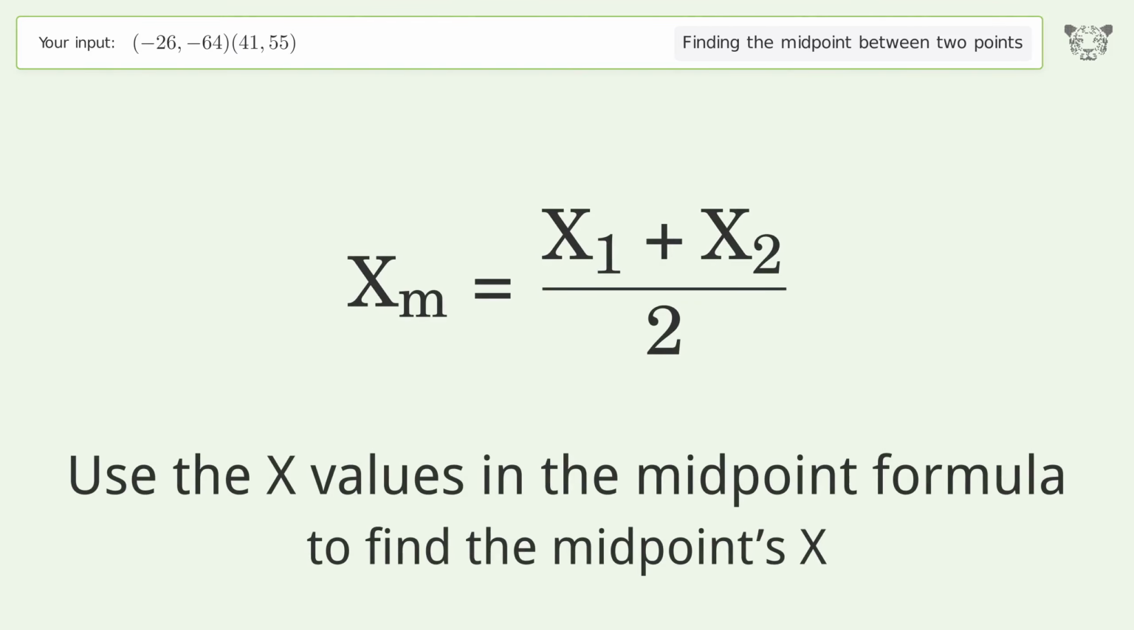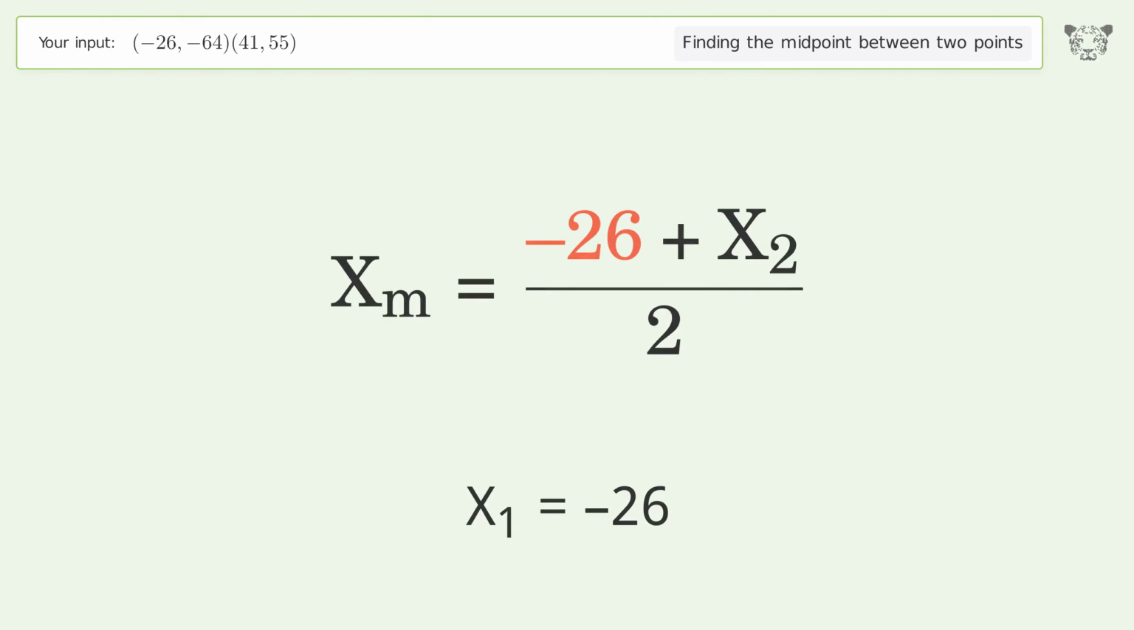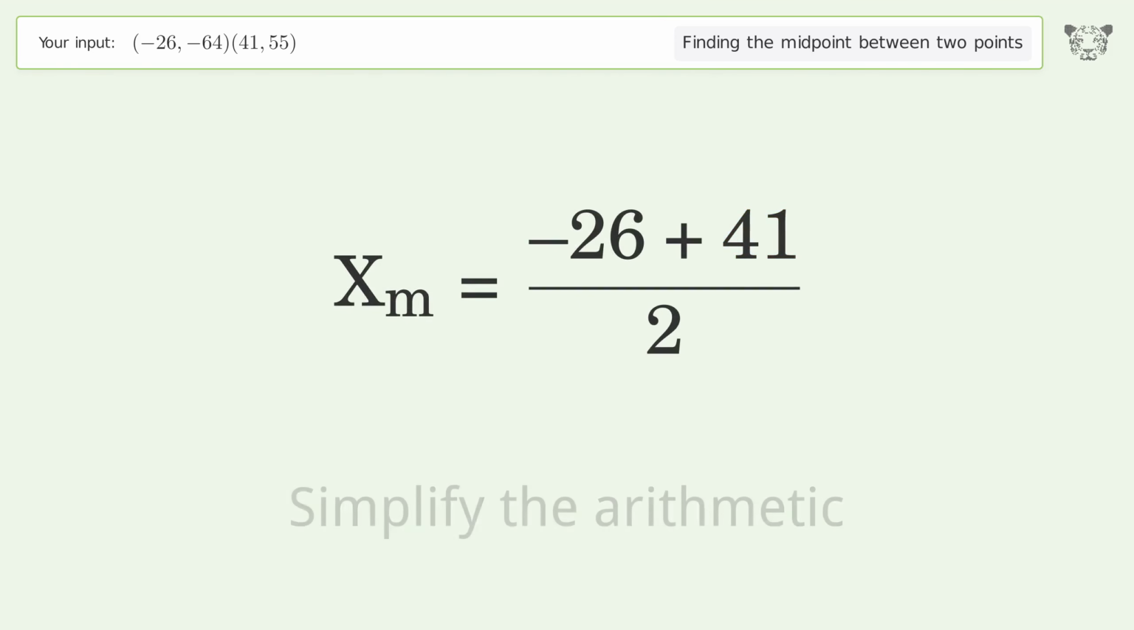Use the x values in the midpoint formula to find the midpoint's x. x1 equals -26. x2 equals 41. Simplify the arithmetic.